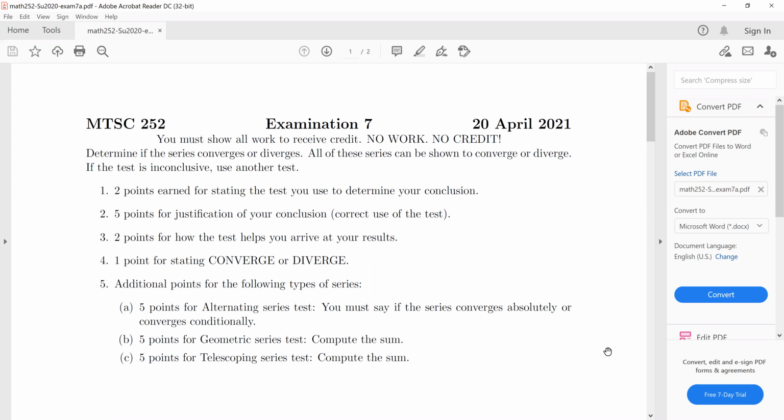And for any problem that is a telescoping series, you will get 10 points for taking your telescoping series, computing your nth partial sum, showing that it is equal to some number, and then concluding that it converges. And for that telescoping series, provided you compute the sum correctly, you will get 5 additional points.